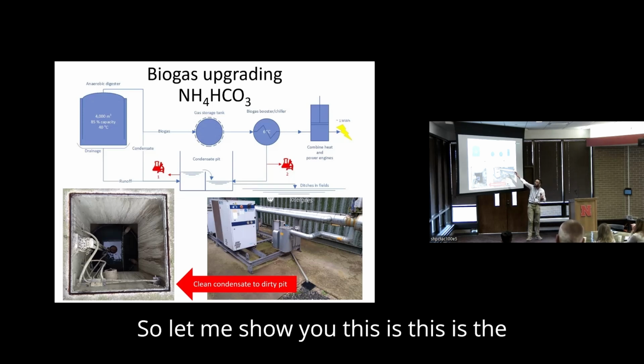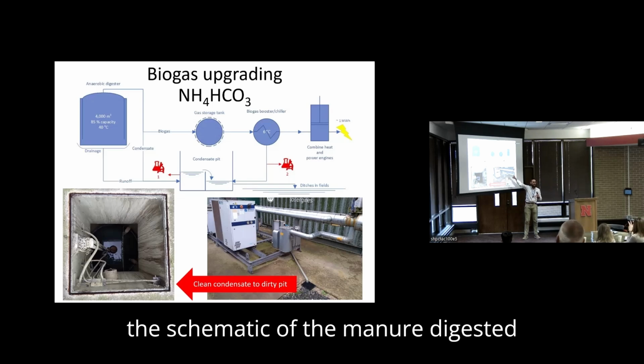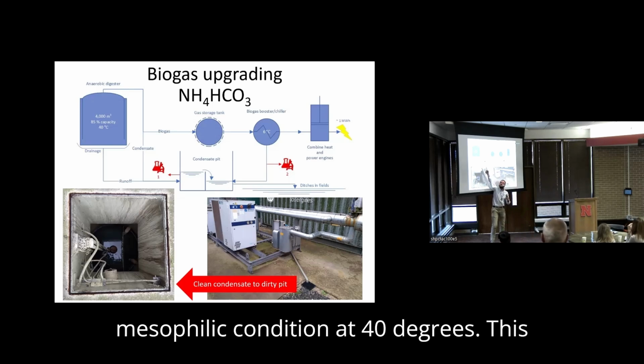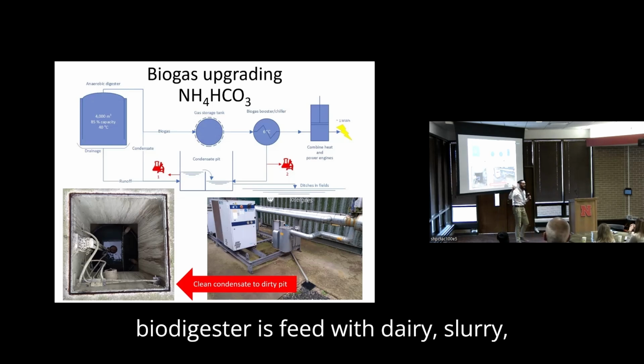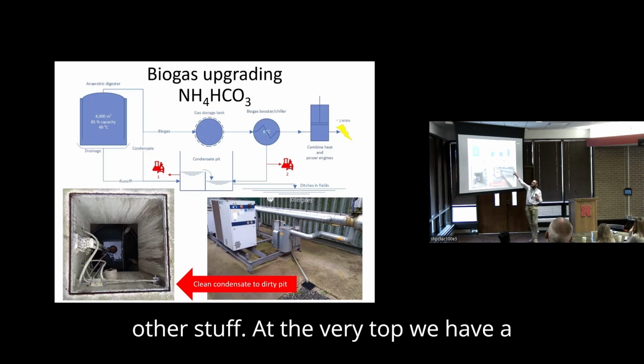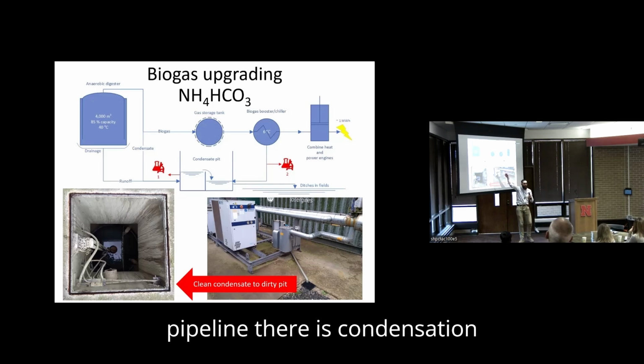So let me show you. This is the schematic of the manure digestate plant. So this is the biodigester under mesophilic condition at 40 degrees. This biodigester is fed with dairy slurry, manure, and whey from cheese making, and other stuff. At the very top, we have a biogas pipeline coming out. In that pipeline, there is condensation.